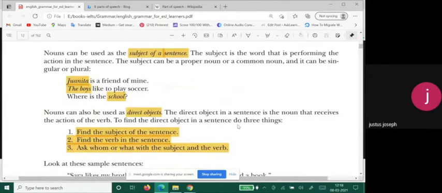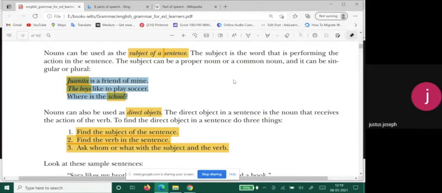Now, since we studied about nouns, what is noun used as? Noun is used as a subject of a sentence. Okay. Noun is used as the subject of a sentence. So here you are seeing two sentences, right? In fact, you can see three sentences here. I've highlighted them.